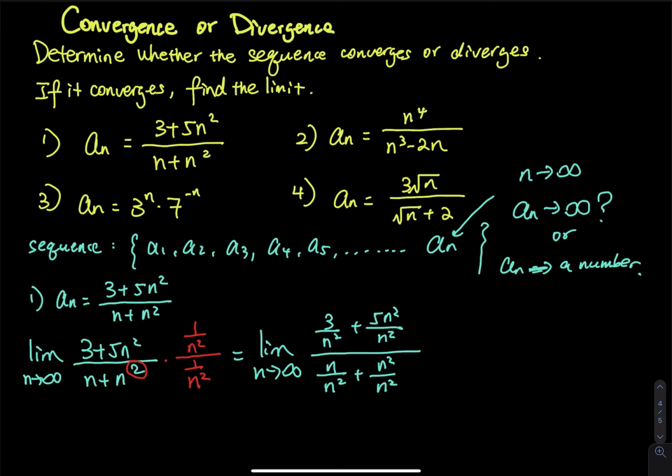So let's take a look at this one real quick. The limit as n approaches infinity, you have 3 divided by n squared plus 5, and then the denominator, you have 1 divided by n plus 1. The reason I do the red thing is because I want to end up with this one. That is what I want.